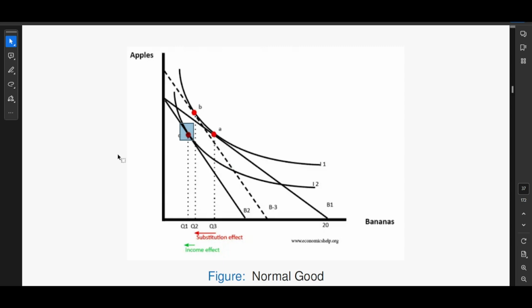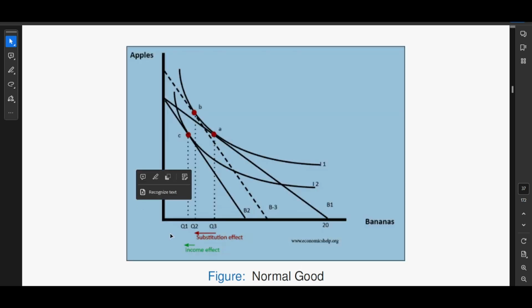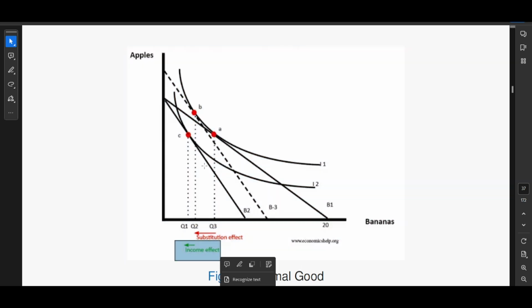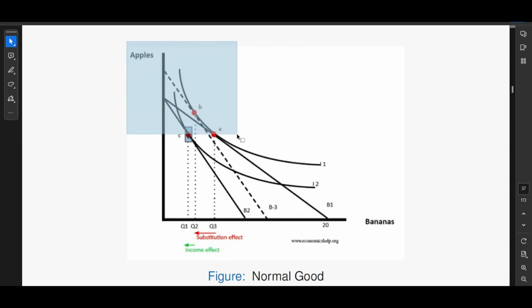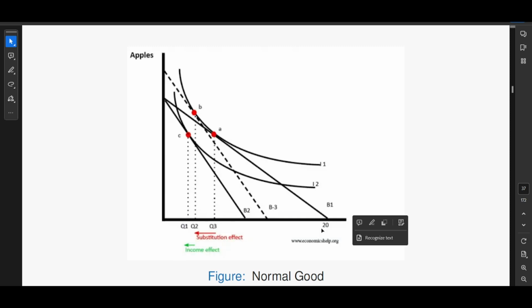What we're interested in here is not apples, but in this case banana, because both effects have moved in the same direction. The substitution effect has caused this person to decrease their consumption of banana, and the income effect has also caused them to decrease their consumption of banana, right? So forget apples, as it becomes confusing if we put apples in it. Let's just look at the banana situation.